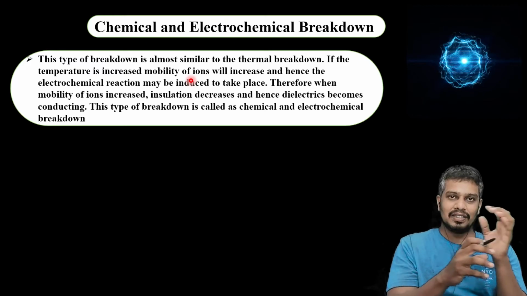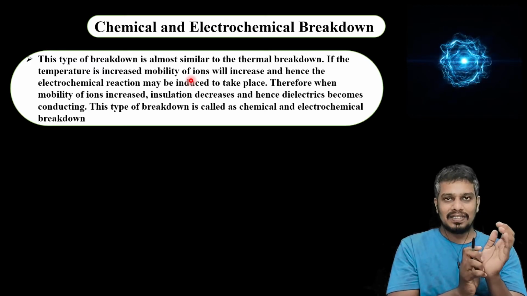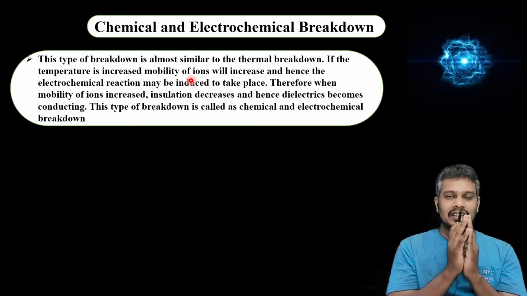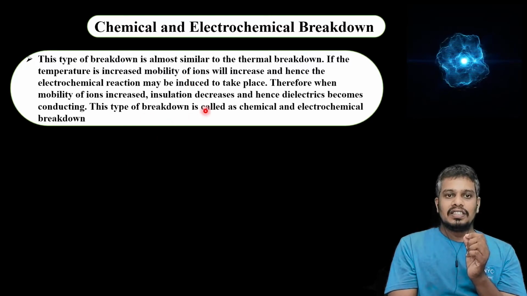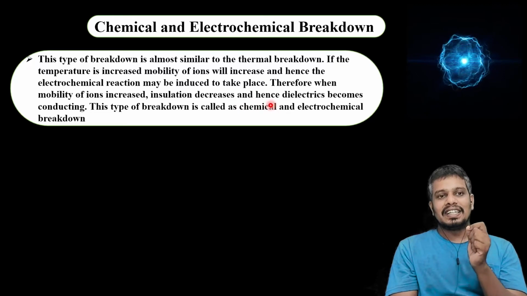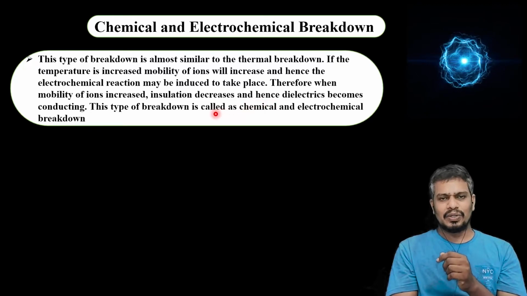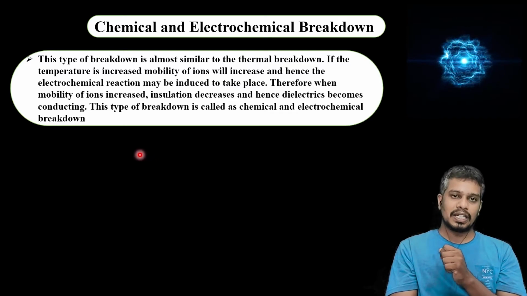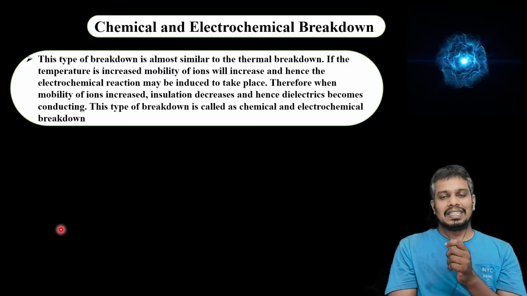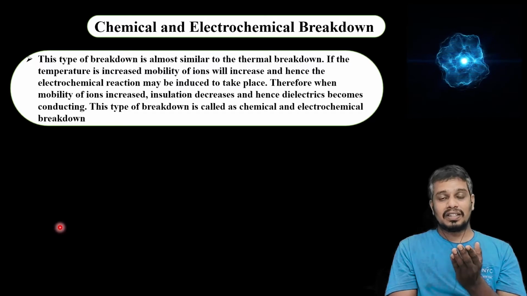Because if the ions are mobile, then chemical reactions will occur in the given dielectric. Therefore, the insulation will be decreased. Hence, the dielectric becomes a conductor. So this type of breakdown is called the electrochemical or chemical breakdown. For example, we can take salt and water.